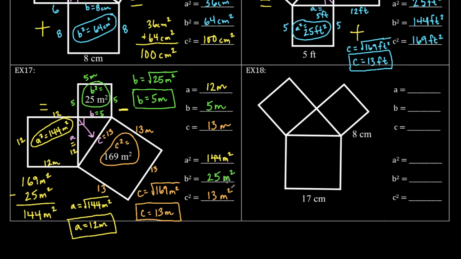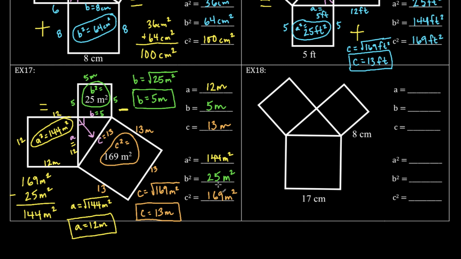So something before we move on to the next one. If you notice, this 144 meters squared and this 25 meters squared gives us 169 meters squared. So let me explain that again. The 144 meters squared plus the 25 meters squared gives you the 169 meters squared. But the 12 and the 5 don't give you 13. It doesn't work right here. It's only the areas that it works.